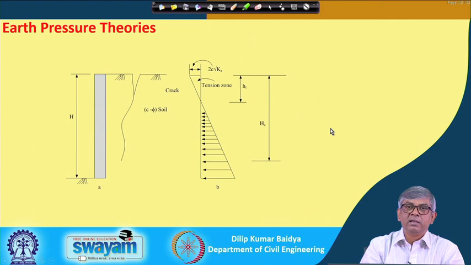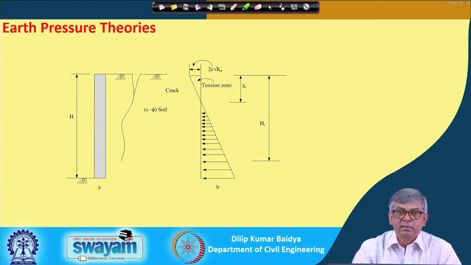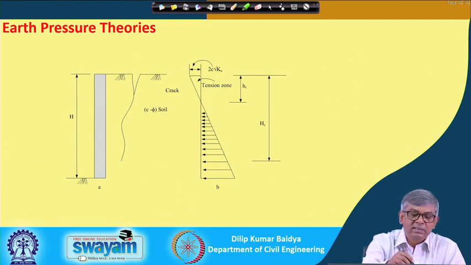Next one is, as I have mentioned, when the retaining wall retains a backfill with c-phi soil, we have seen that at the surface we are getting negative pressure, but soil cannot take negative pressure. As a result, this is nothing but tension, and because of that tension a crack will form. You can visualize that because of c-phi soil, a crack will form and go up to some depth.